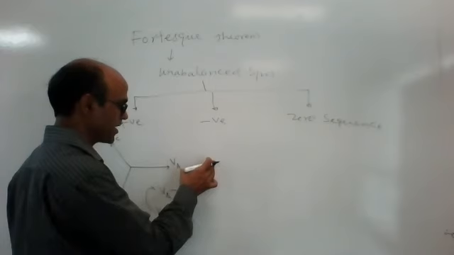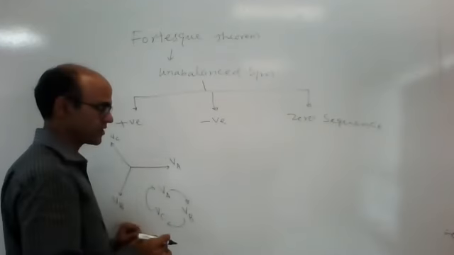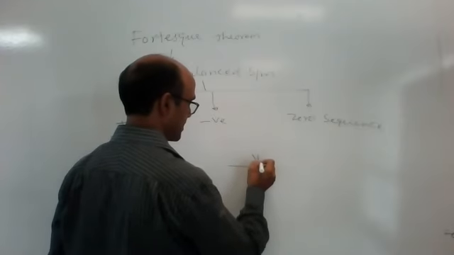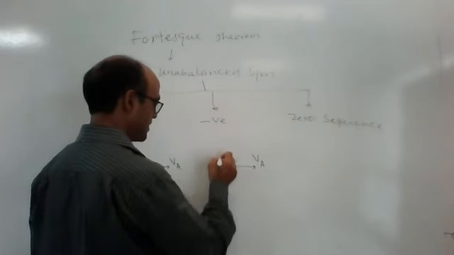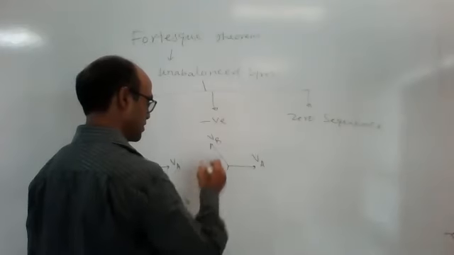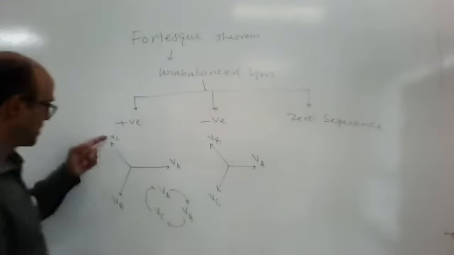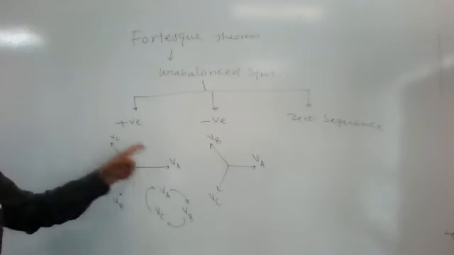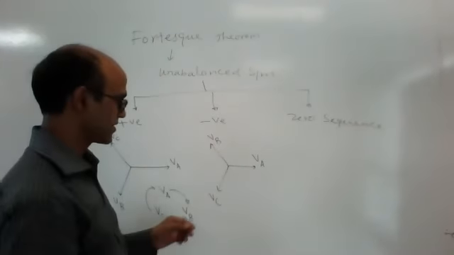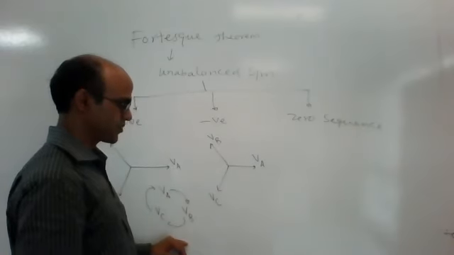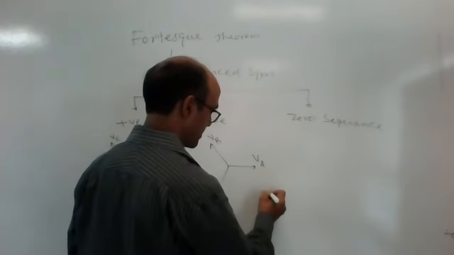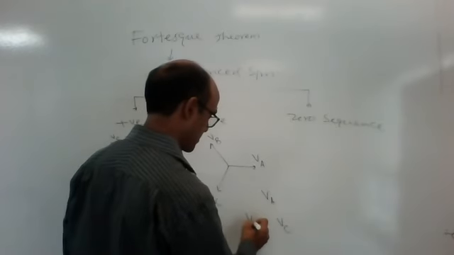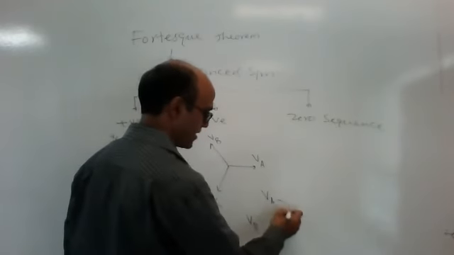What is negative phase sequence? Just the opposite of positive phase sequence. Suppose phase A is here, then phase B will be opposite. You can interchange any two phases, B or C, or B or A, any phases you can interchange. That is called negative phase sequence. It means this is phase A, this is phase B, this is phase C. So ACB is what?